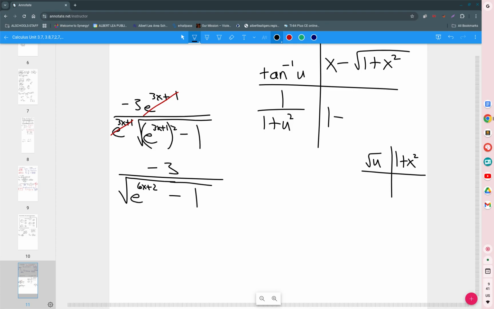Jacob, if this is tough to say you've been covering life, you've had a really good life. The derivative of the root of u? 1 over 2 roots of u. The derivative of 1 plus x squared? 2x. When I multiply those together, the 2 and the 1/2 will cancel, and I will get x over the root of 1 plus x squared.